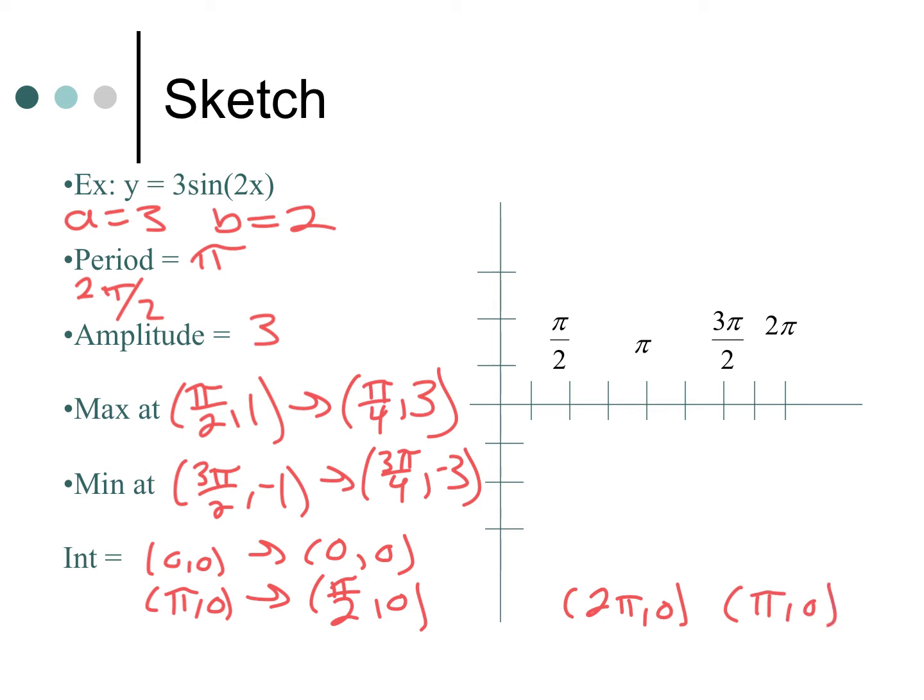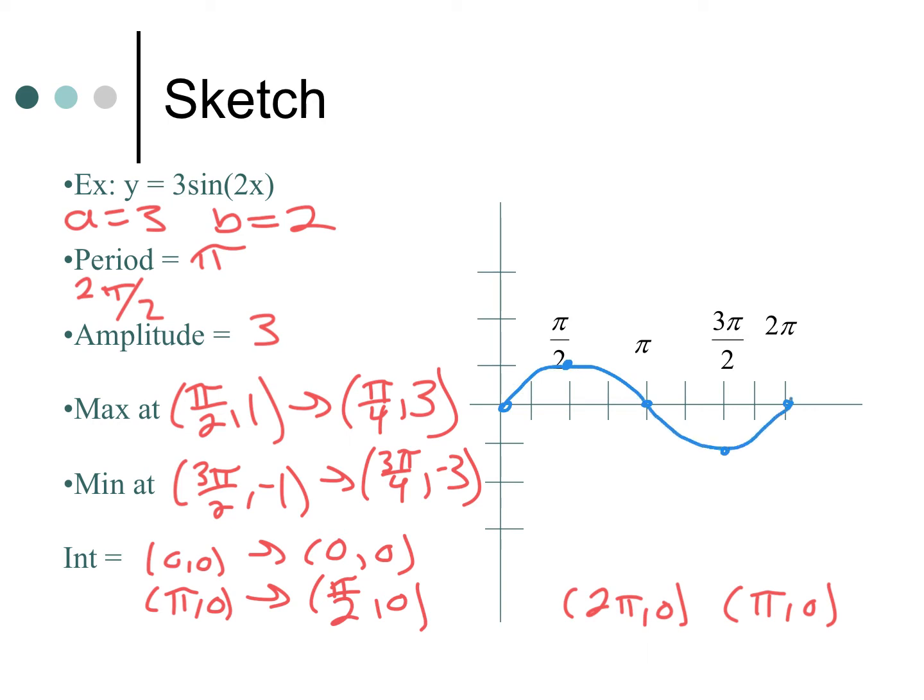All right, I'm going to go ahead and graph both functions so we can see our vertical and our horizontal changes here. I'll do the original function in blue. So I started off at pi over 2 comma 1. We have 3 pi over 2, negative 1. Then we have 0, 0, pi 0, 2 pi 0. Okay, so that's our normal sine function.